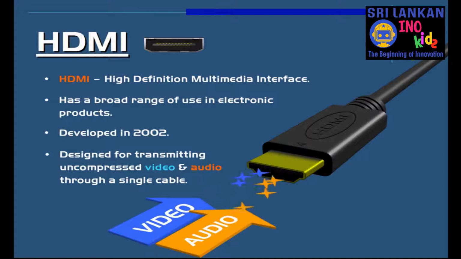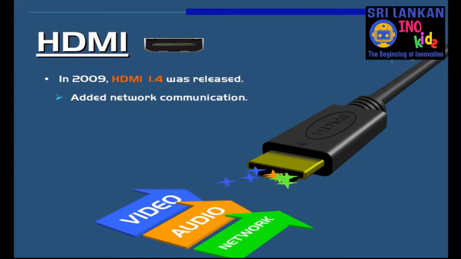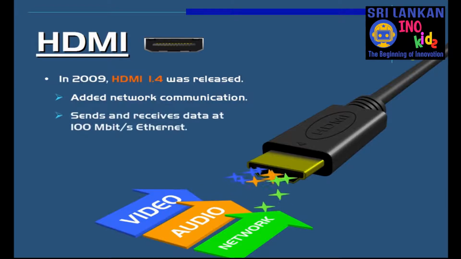HDMI is one of the best standards for high definition in consumer electronics, delivering crystal clear video as well as audio. But in 2009, HDMI 1.4 was released, and it added another channel to HDMI for data, which has the capability of network communication. So the connected devices that use this feature will give HDMI the ability to send and receive data at 100 megabits per second Ethernet. So in addition to video and audio on a single cable, the HDMI cable will have another ability of Ethernet networking.